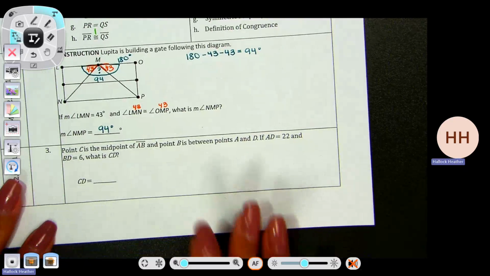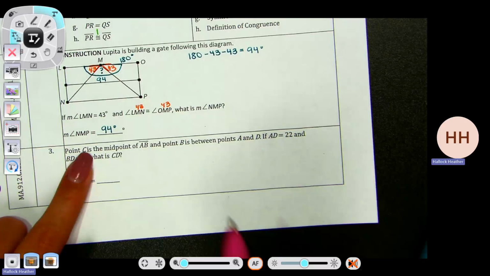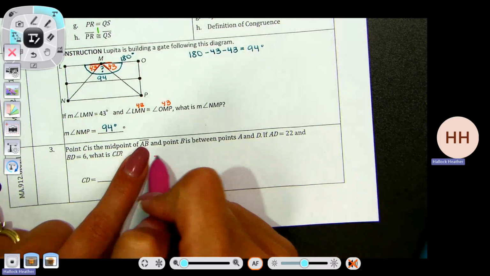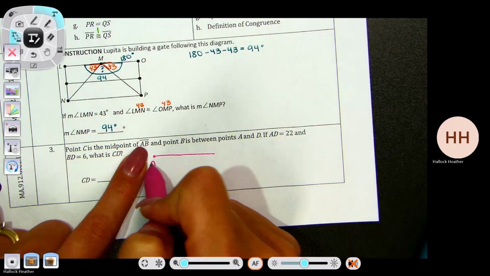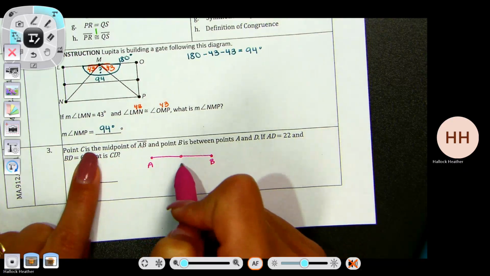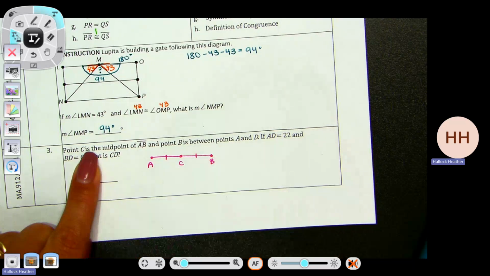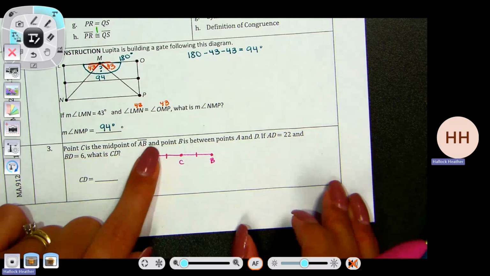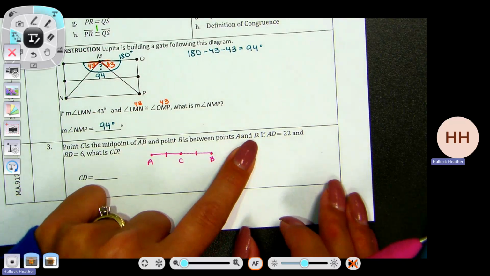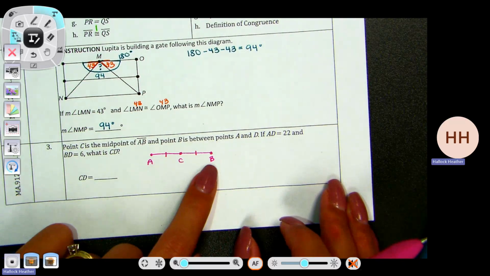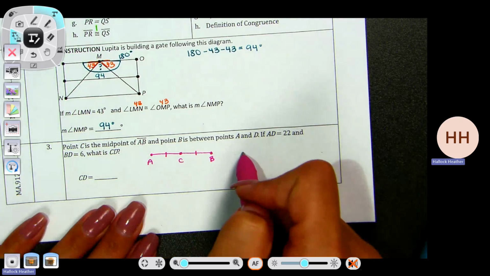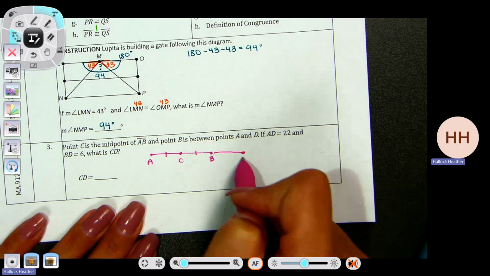For question 3, it says C is the midpoint of AB. So when in doubt, let's draw it out. I have A to B. C is in the middle, so I know whatever is over here is also over here. They are congruent. And B is between A and D, so I actually have 4 points. D is somewhere over here because B is between them. So I'm going to extend it just a little bit and put D.